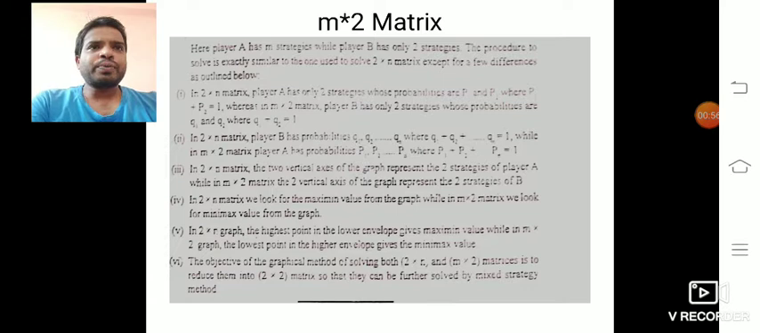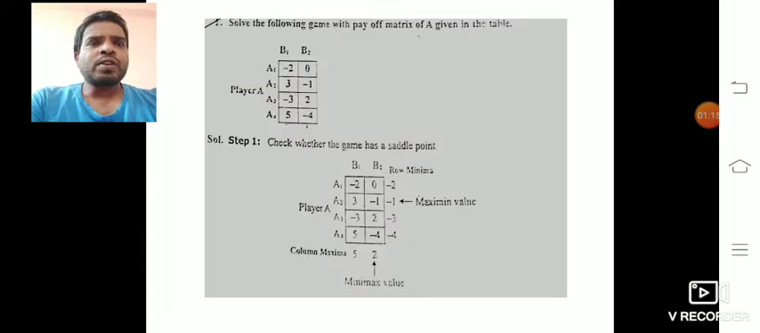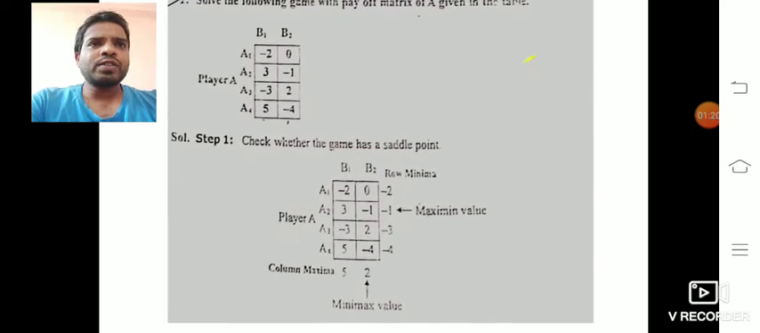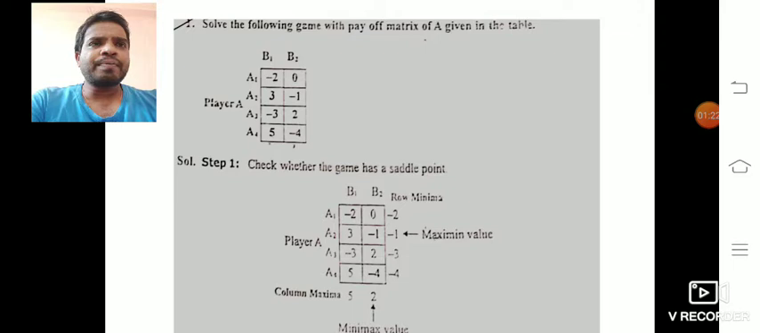Now these are the steps we need to follow while solving a game theory problem by using the graphical method for a matrix of order m into 2. The procedures are the same as for the 2 into n matrix. I am going to explain these steps while solving the problem. Now take down the first problem here.